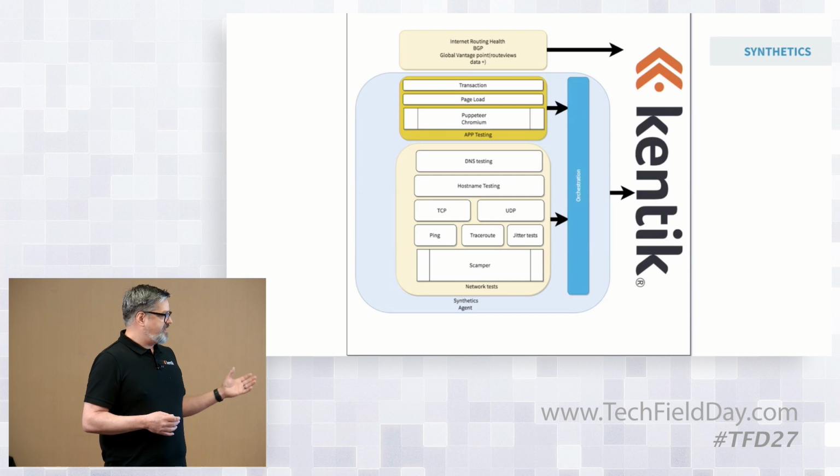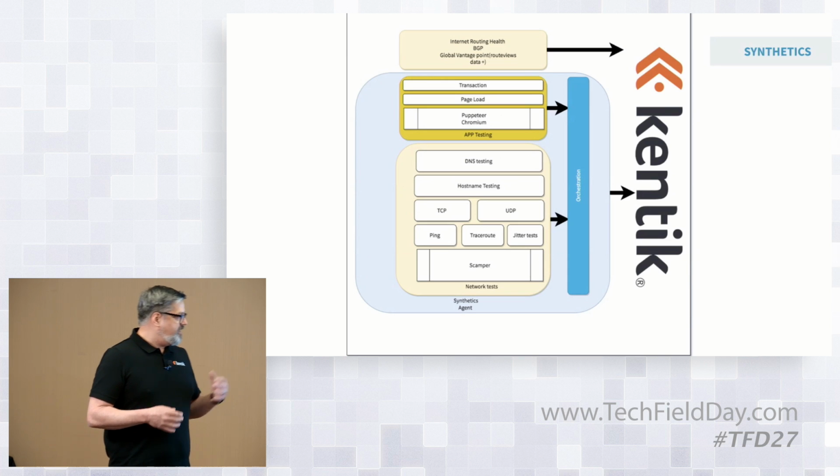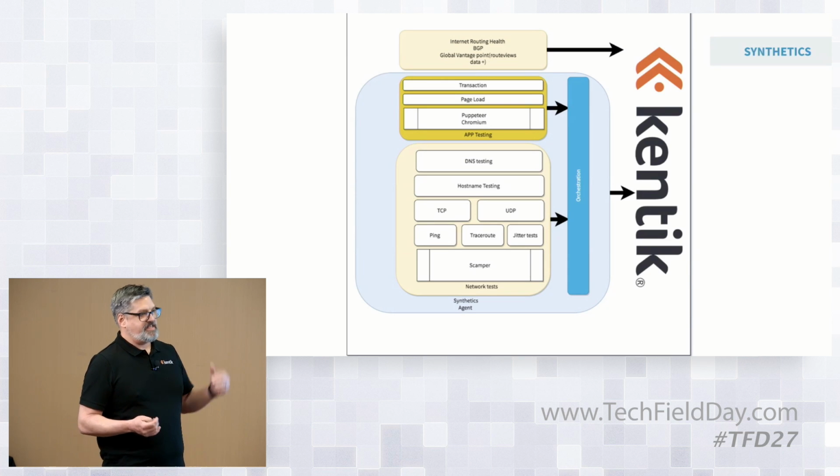So we have things like ping, traceroute, jitter measurement, uses Paris traceroute, so we can look if there's multiple paths that traffic's going. We will be able to identify that there's multiple paths. And then you look at things like TCP connections. So I just want to make sure I can connect to this, but it's not necessarily going to do anything with that connection. It's just going to make sure that connection can happen, and it's going to measure how long it takes.